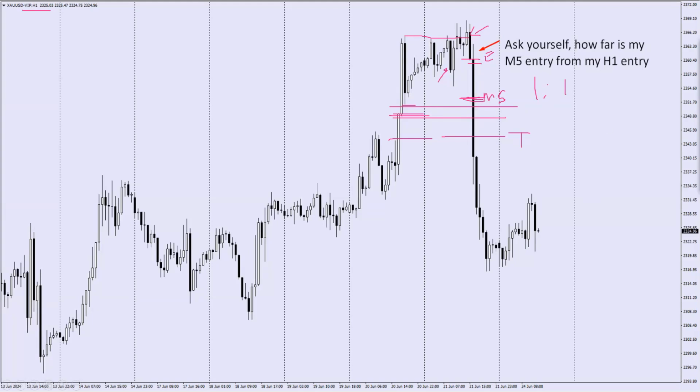So hopefully this explanation can help you. At the end of the day, like I said, you need the experience, and only experience can give you that understanding, should I continue with this trade or not?